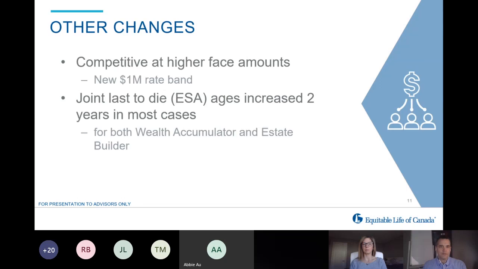And there's the older ages. We also put a new rate band in there. We didn't have a $1 million rate band, so we put that in. With all the good we got, there was also a bit of a takeaway.